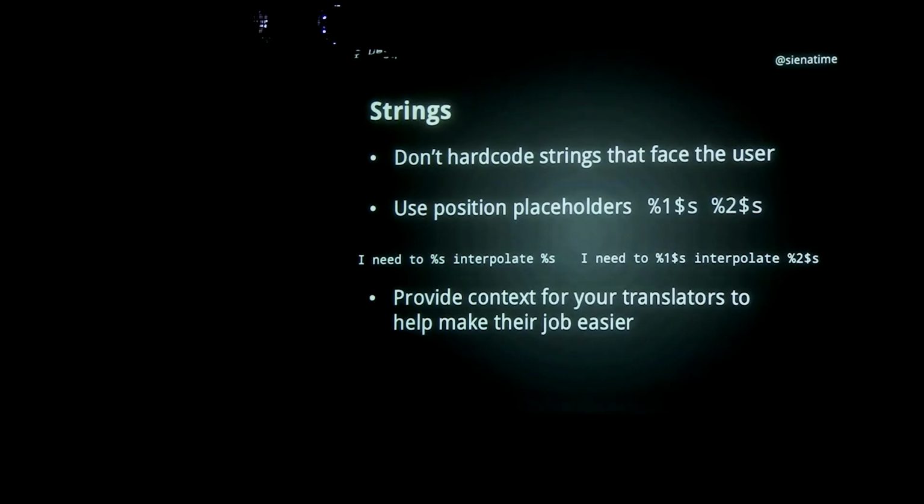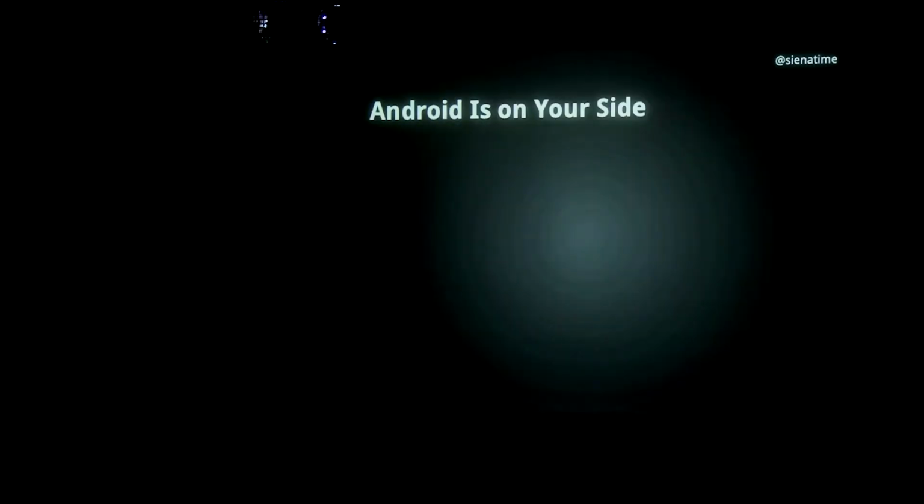You should also provide as much context for your translators as possible to help make their jobs easier so that they can translate things quickly and get them back to you. And this is the kind of thing that's very easy to do while you're coding up a feature, but it makes it a lot harder to do when you have to do them all at once. So please just take the time to take a note about how strings are used, and especially if something is a little bit ambiguous, just jot that down. They will thank you.